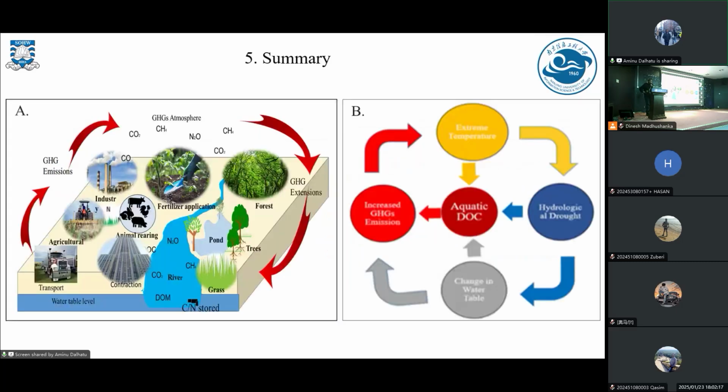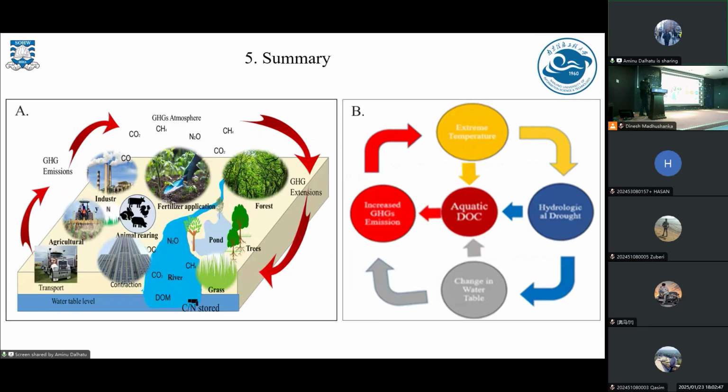In summary, greenhouse gas emissions are affected by industries, agriculture, construction, and the use of fertilizers. But on the other side, forests, rivers, and some ponds are decreasing or extracting carbon dioxide from the atmosphere.